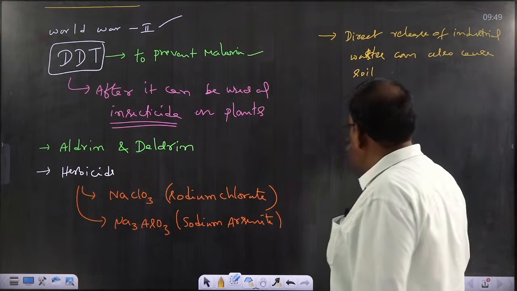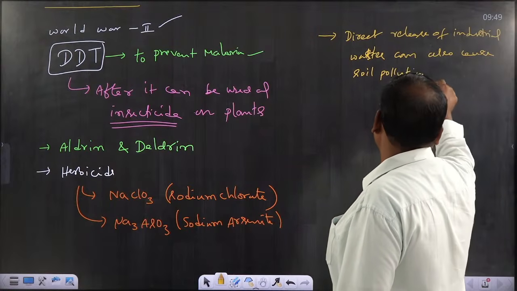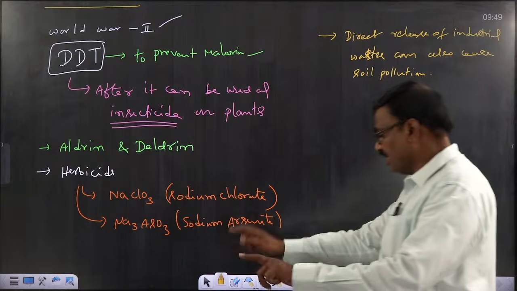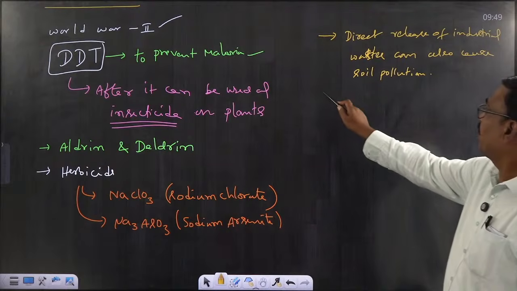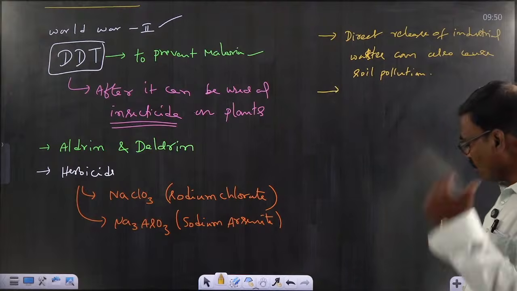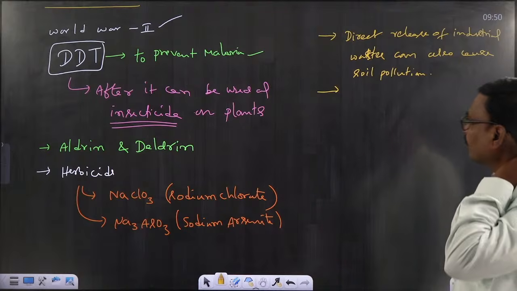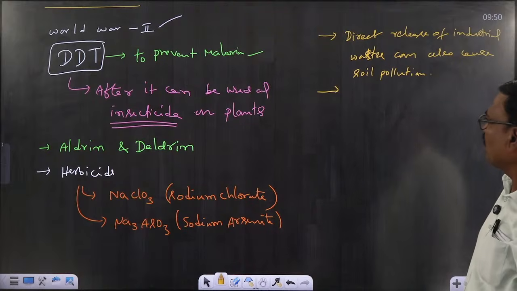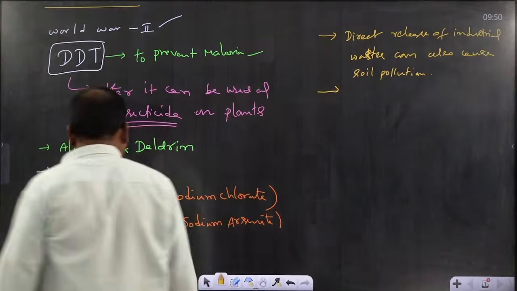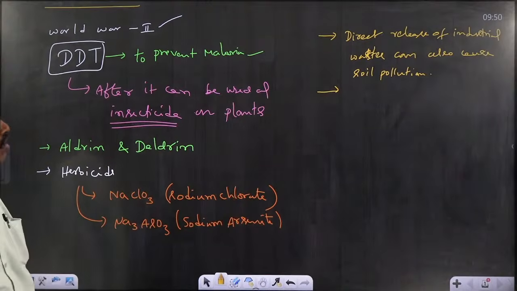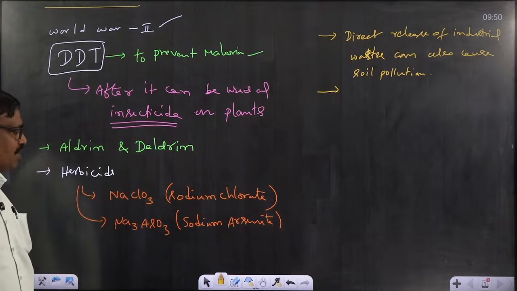Whatever chemicals are released by industries are directly stored in a certain area. So that chemical flow will destroy the fertility of the soil. That's why soil will be more polluted by the release of industrial waste. In this way, soil pollution will majorly occur.